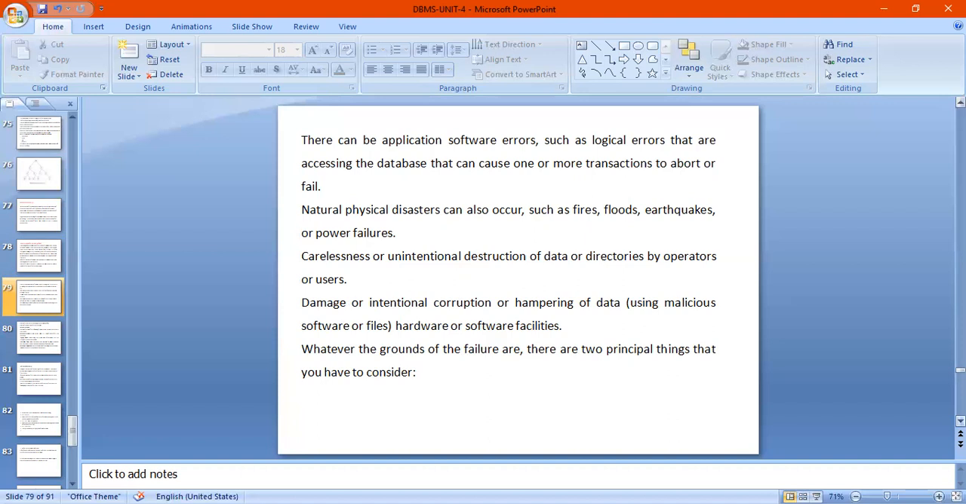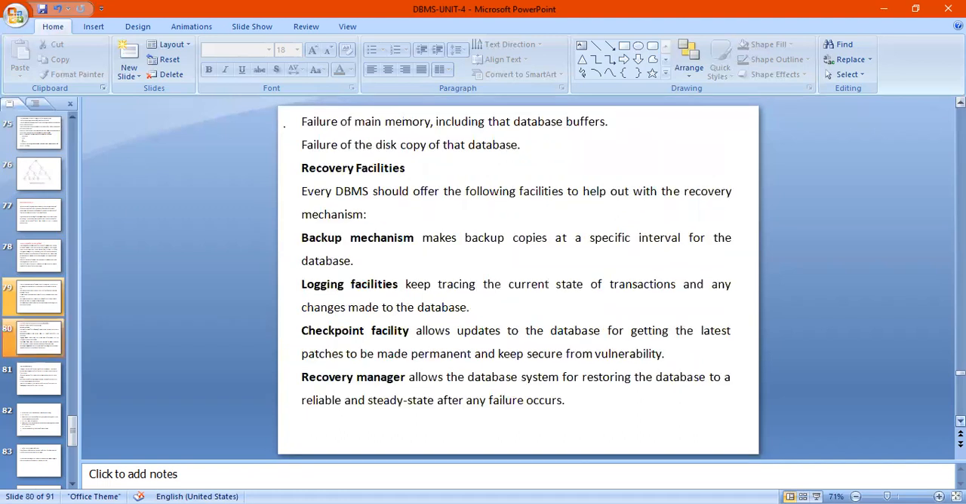Carelessness or unintentional destruction of data or directories by operators or users, damage or intentional corruption or tampering of data, or hacking, like malicious software or files, hardware and software facilities. On the grounds of failure, there are two principal things that you have to consider: failures of main memory, including the database buffers, and failures of the disk copy of the database.